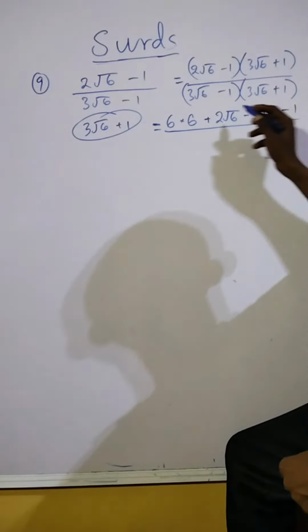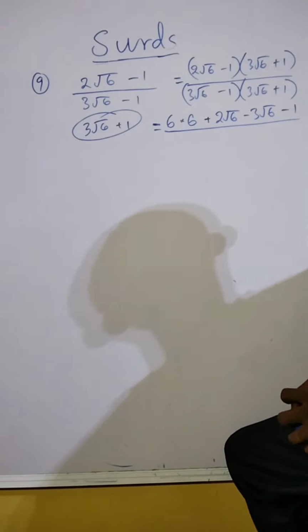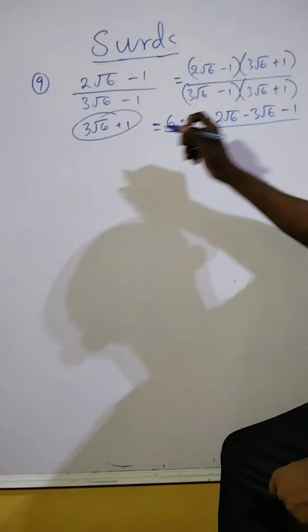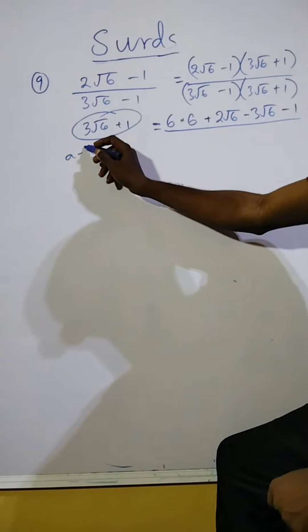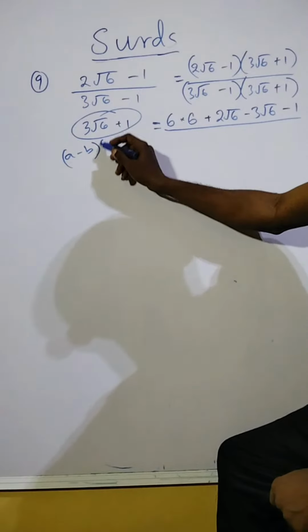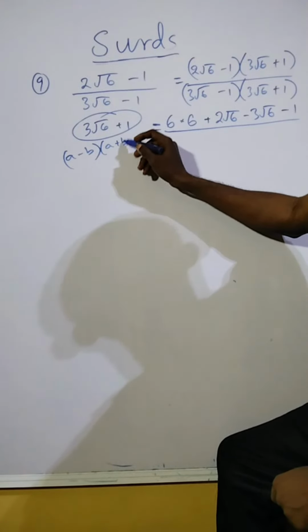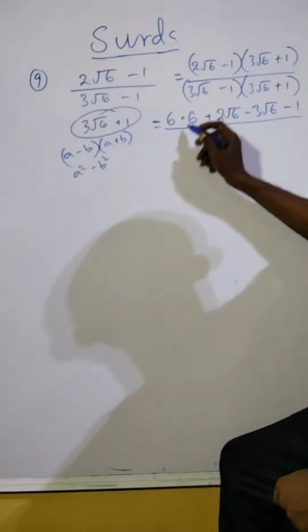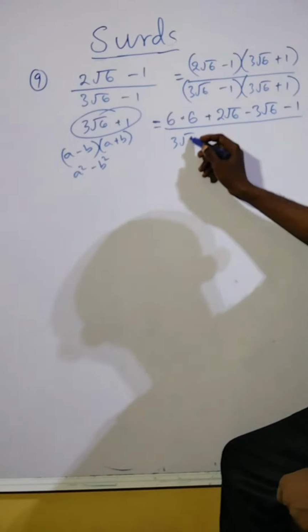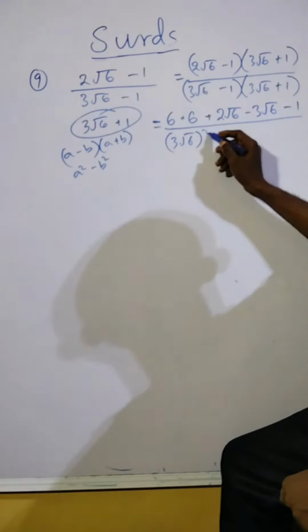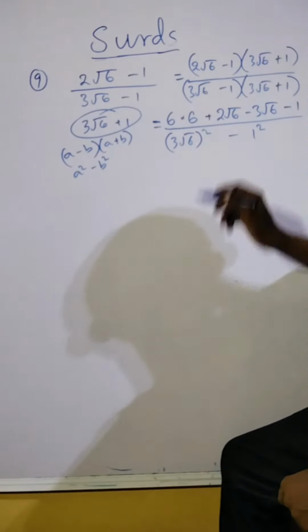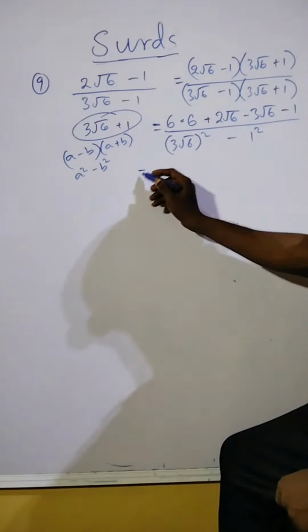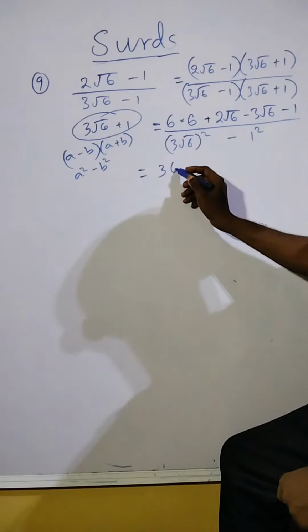That's what we have up there. Then over this, I also use the conjugate, which follows when we have a minus b in a bracket times the bracket a plus b. This is now a square minus b square. So that here we have 3 root 6 all squared minus 1 square. Okay, so here 6 times 6 is 36.